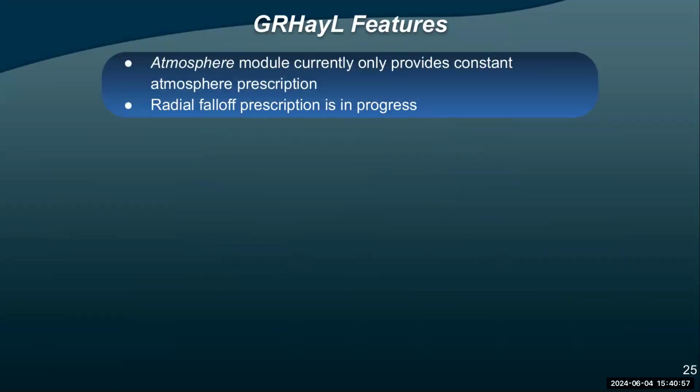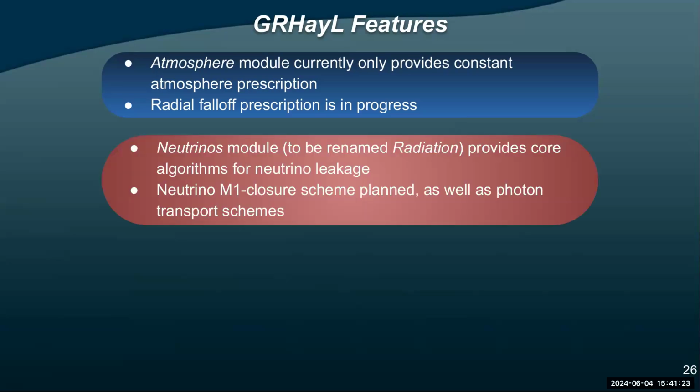So I'm just going to go through those modules I listed earlier, just to say what's in them. Now, Atmosphere right now is pretty unexciting, I'd say. It only has the constant atmosphere prescription. There's some people at RIT that are interested in adding a radial fall-off prescription as well. And if people have other atmosphere prescriptions they're interested in, of course, this is where they'll live. But for now, there's just the one.